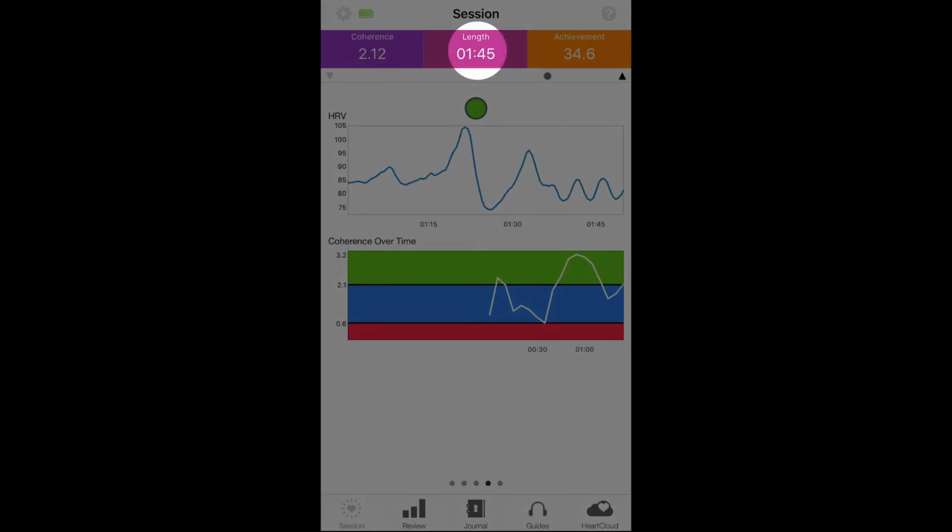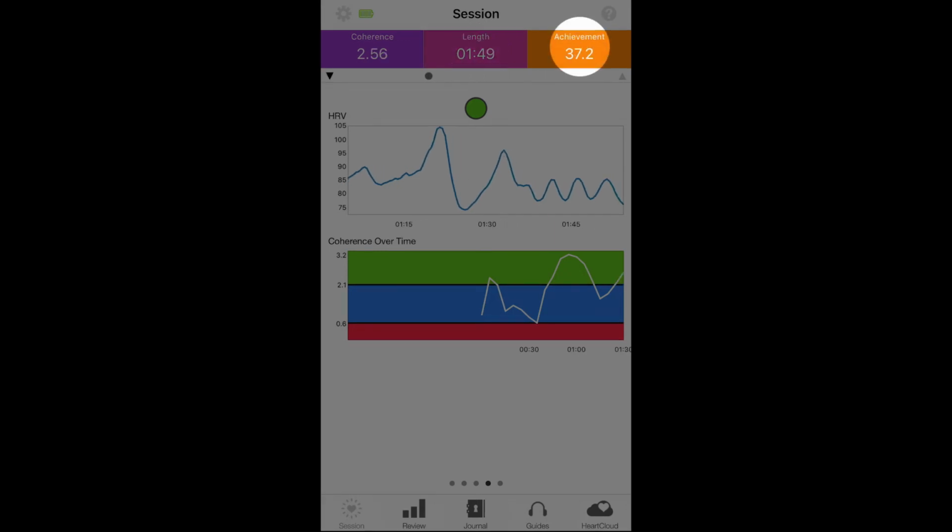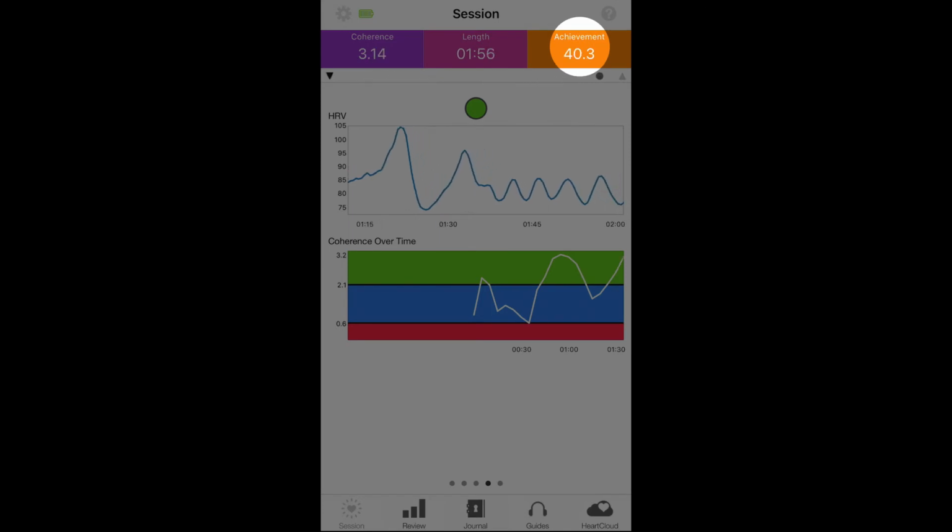In the center, you'll see a clock tracking the length of your session. The number on the upper right, achievement, tells you how many coherence points you've earned since starting your session. This number is derived as the app adds your coherence score every few seconds.